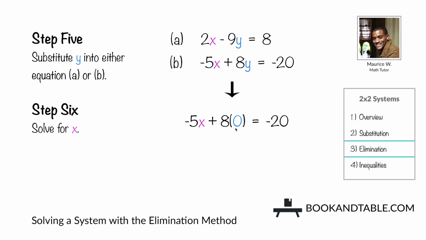8 times 0 is 0, so you get negative 5x is equal to negative 20. Divide both sides by negative 5, and you get x is equal to negative 20 divided by negative 5, which again is x is equal to 4. So the solution to this problem would be x is equal to 4 and y is equal to 0.